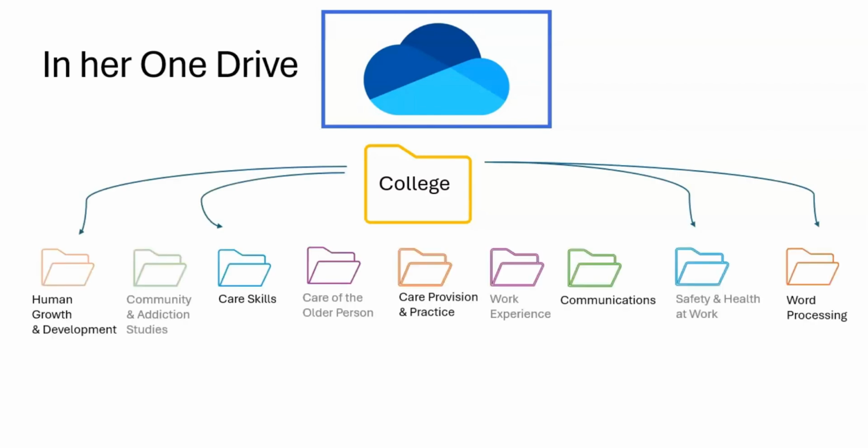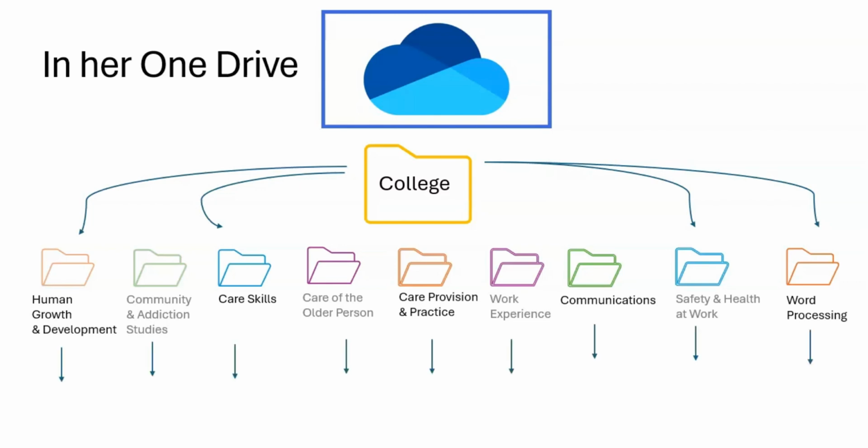So once you're in your OneDrive, you will create a college folder, and inside this folder you are going to create 8 or 9 module folders, each named the subjects that you are studying, and her subjects are human growth and development, community addiction studies, care skills, and so on. And for each of these subjects, she will be given briefs, assignment briefs, and also she will have to create some assignments to submit to her teacher.